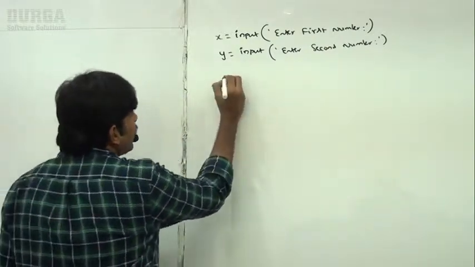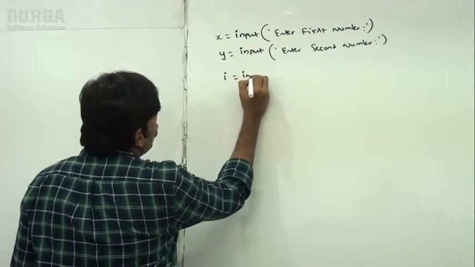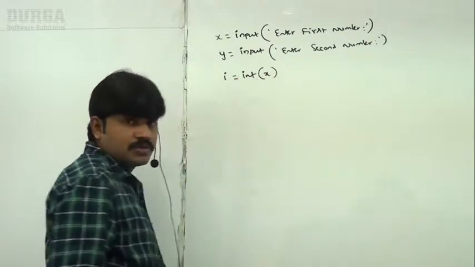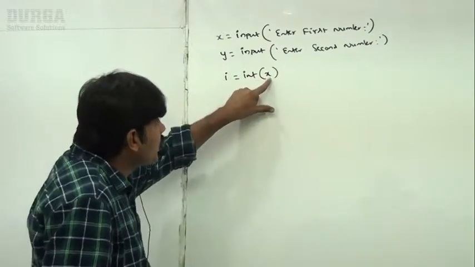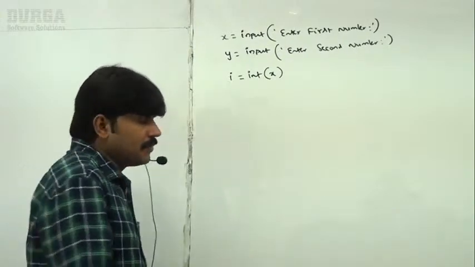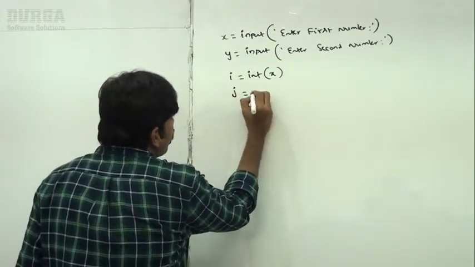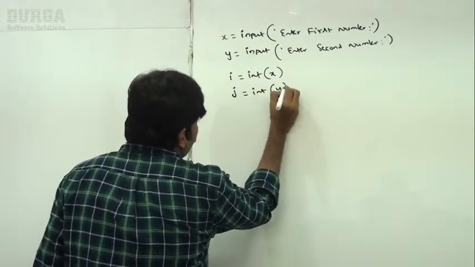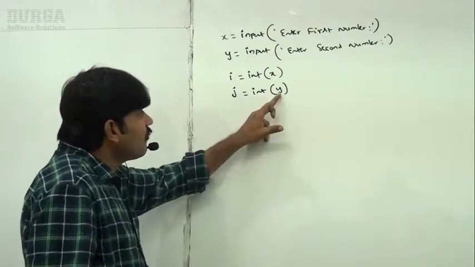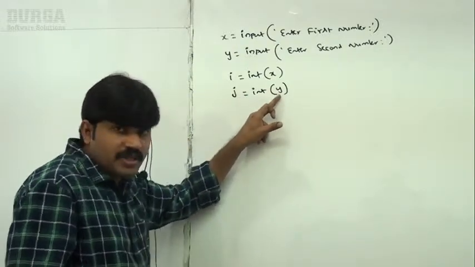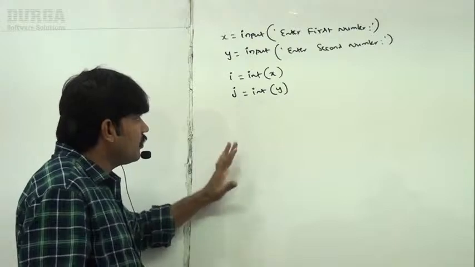Sir, what do I have to take? i is equal to int of x. Can you please convert this string value to int type? Next, j is equal to int of y. Can you please convert the y value from string type to int value, right?